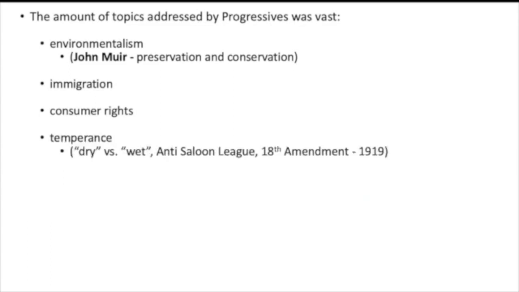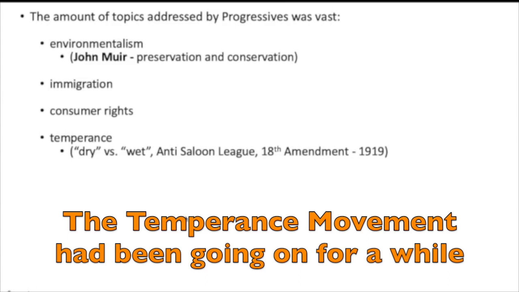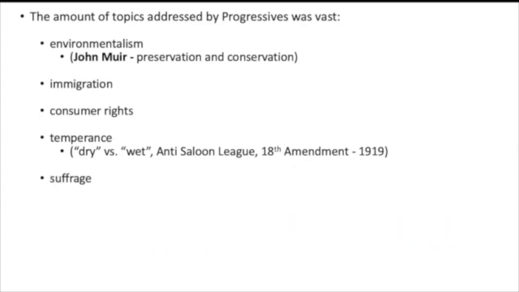The temperance movement, so this is associated with the Prohibition. We know that the temperance movement had been going on for quite some time in American society. You have the argument between dry and wet, those in favor of the banning of alcohol and those that believed alcohol should be protected. You have the Anti-Saloon League, which is one of the organizations which looked to advance the temperance movement. The 18th Amendment actually was the prohibition and banned the sale, purchase, consumption of alcohol.